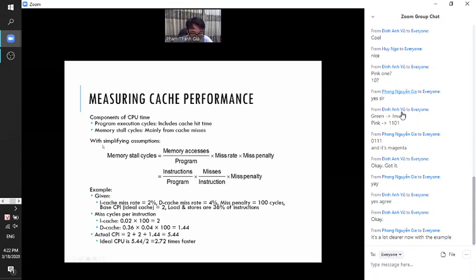So memory stall cycles on average will be memory accesses per program times the miss rate and miss penalty, or miss stall cycles.